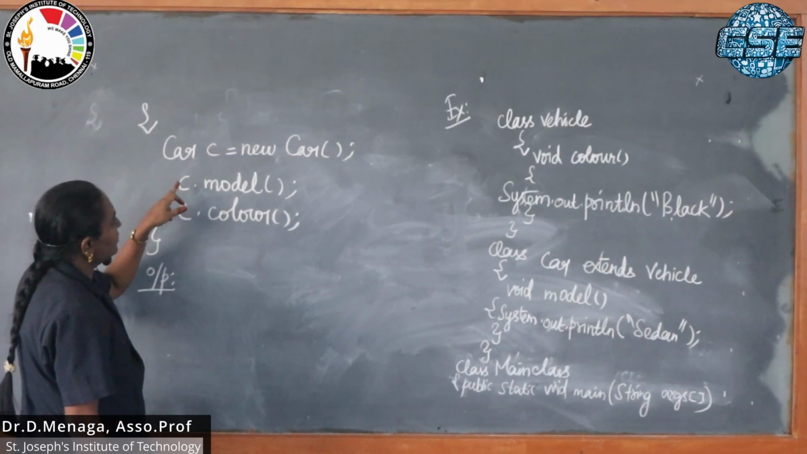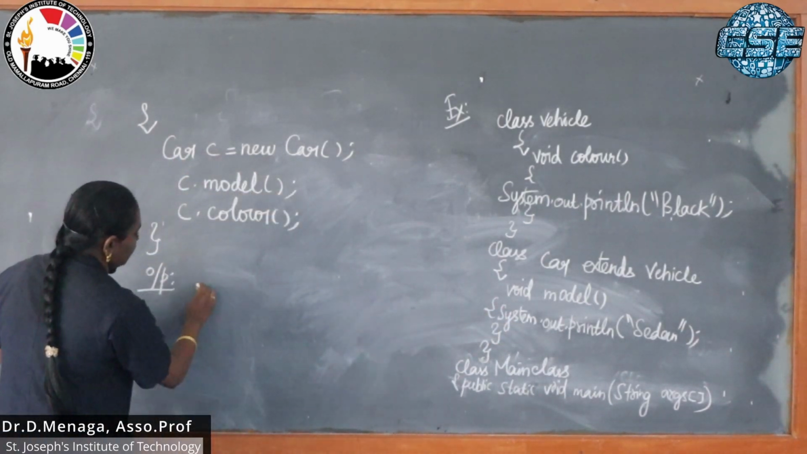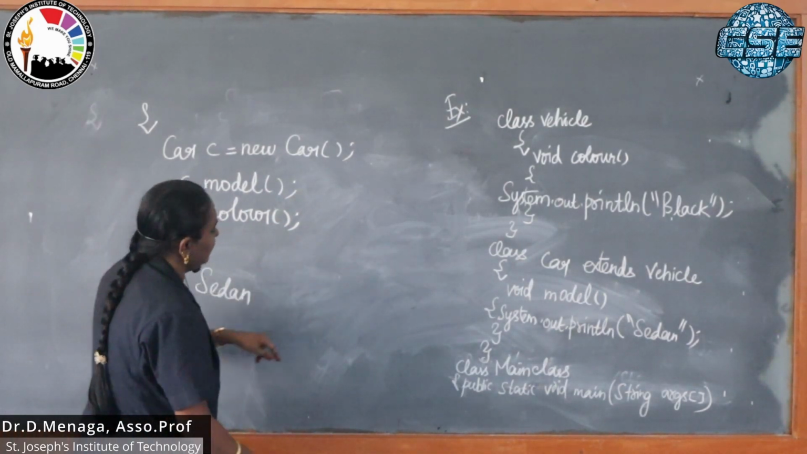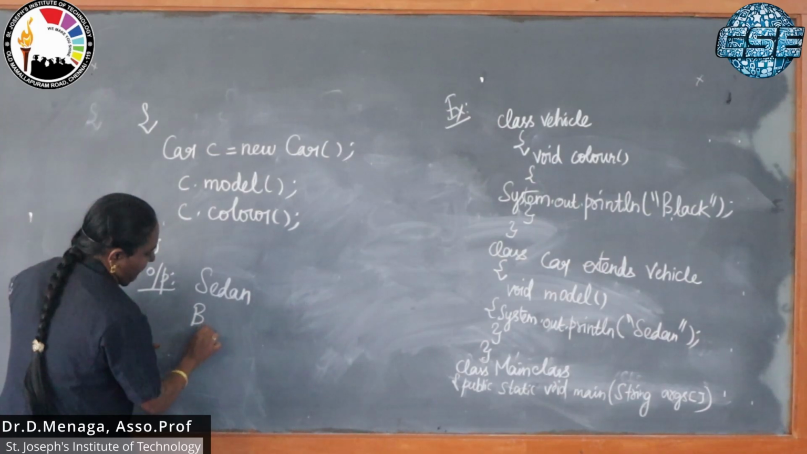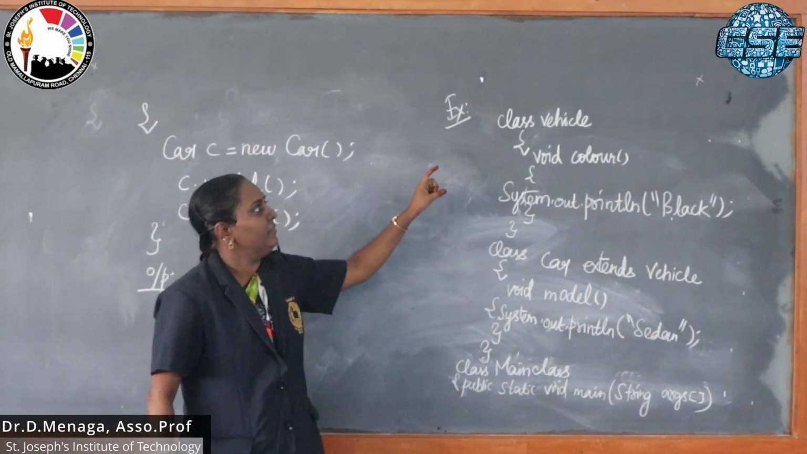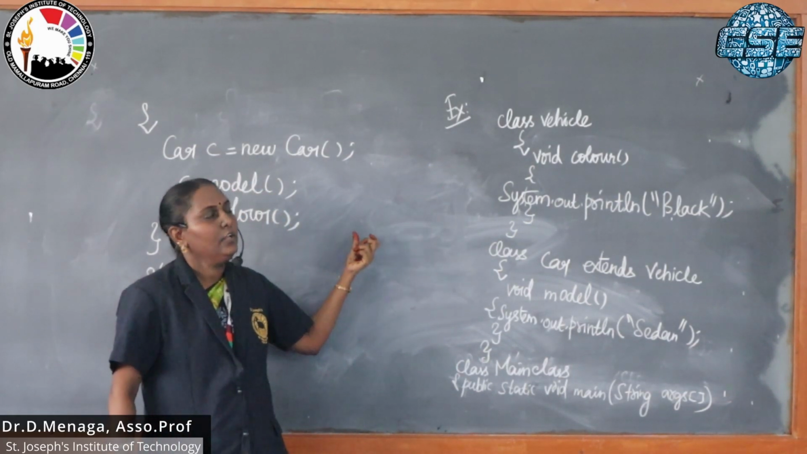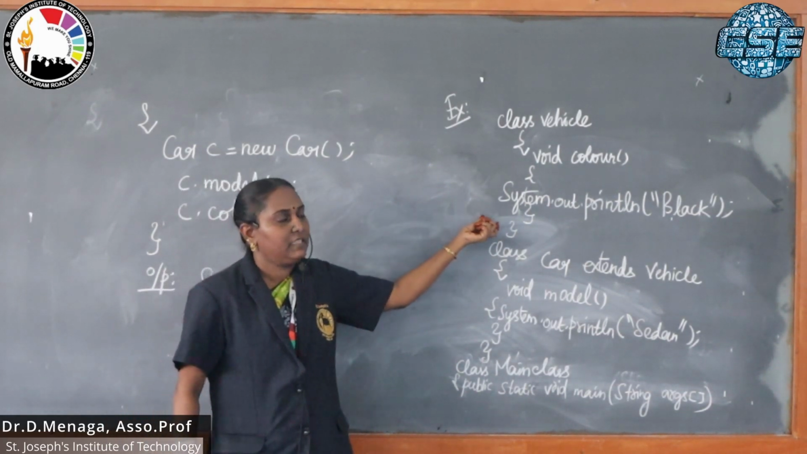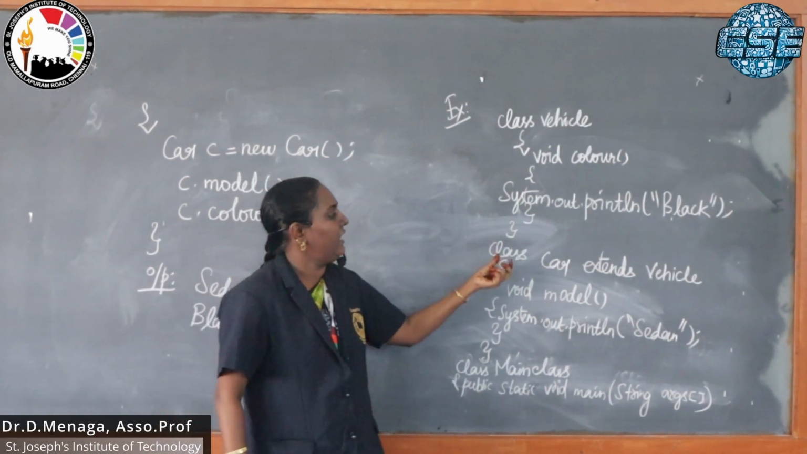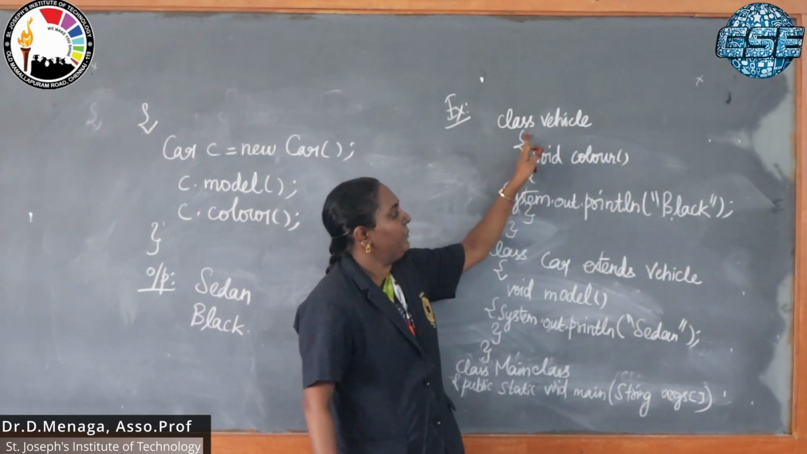So the output will be, when the c.model is called, it will be displaying the output as sedan, the model of the car is sedan and the color is black. So usually if we didn't use the inheritance concept, we have to create an object for this particular class and this particular class separately, and then using that object only we can invoke the method which is present in that class. But when we use the concept of inheritance, we are having the keyword extends which will be accessing the properties and methods of your base class.